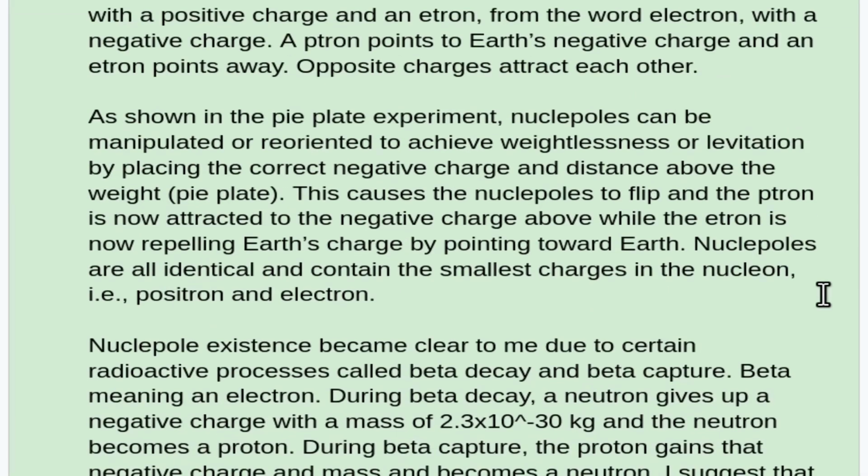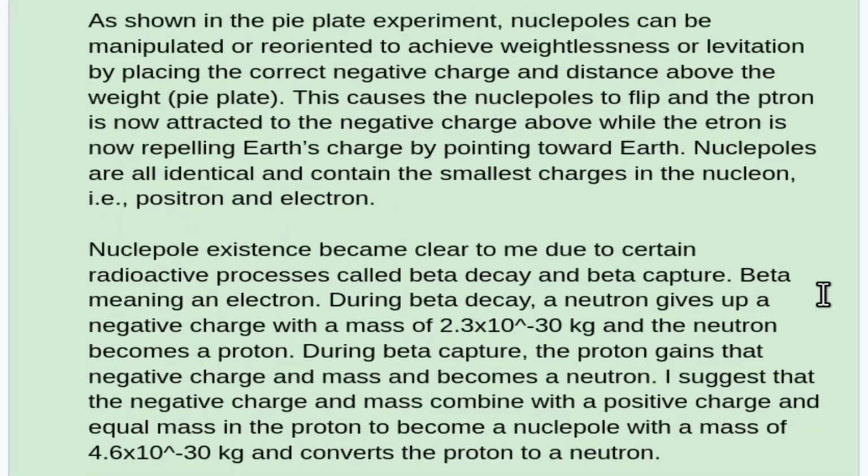As shown in the pie plate experiment, nucleopoles can be manipulated or reoriented to achieve weightlessness or levitation by placing the correct negative charge at the correct distance above the weight, in this case the pie plate. This causes the nucleopoles to flip, and the p-tron is now attracted to the negative charge above, while the e-tron is now repelling Earth's charge by pointing toward Earth. Nucleopoles are all identical and contain the smallest charges in the nucleon, that is, a positron and an electron.